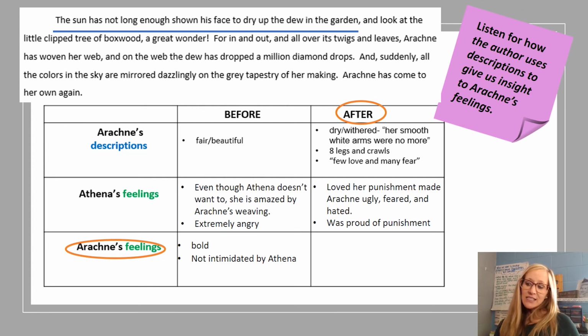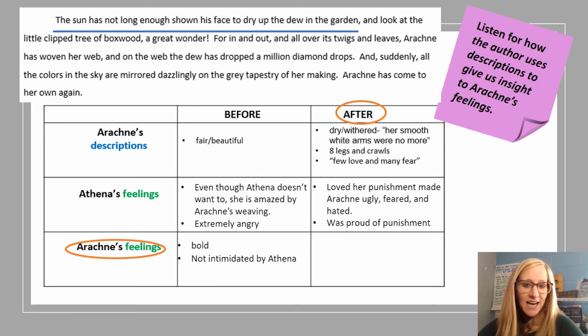We can make a good guess based upon what the text says and then what we already know. So be thinking in this next section, how does Lang, the author, use descriptions to give us insight to Arachne's feelings after the transformation? So are you ready? Let's go ahead and read.